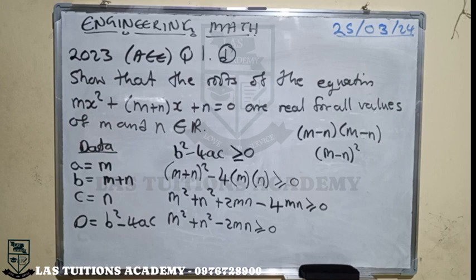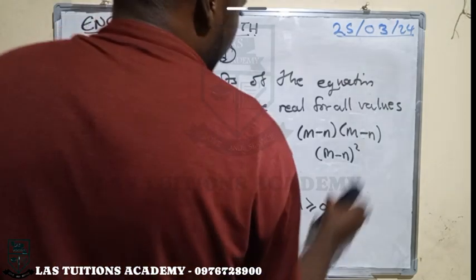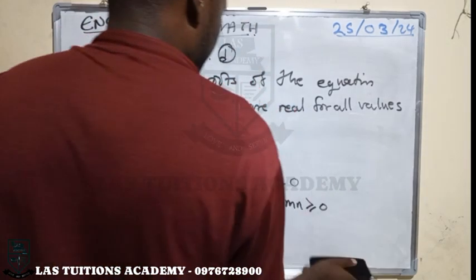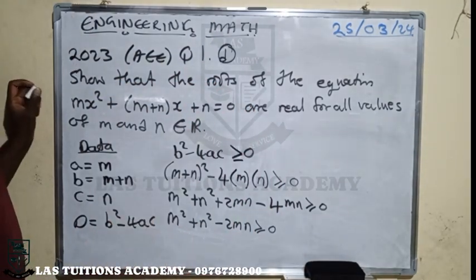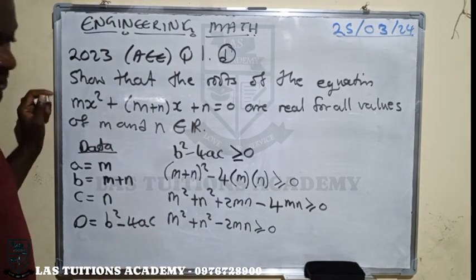Product sum factor. Great. So, product sum factor. Let's rearrange this. Which variable are we going to consider? Is it m or n? Which variable are we going to use as our variable of consideration?